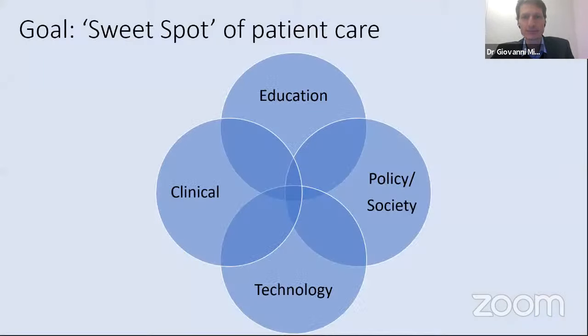All right. So the other day, Dave Henson, one of the organizers, was explaining to me about this idea of the sweet spot between education, clinical policy, and technology. And obviously, as people trying to work in the sector, we're trying to find that balance, basically the sweet spot in the center, which overlaps between the groups.